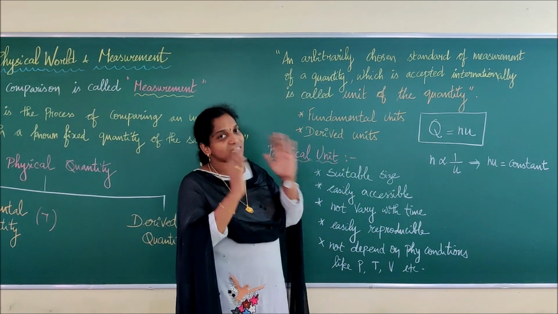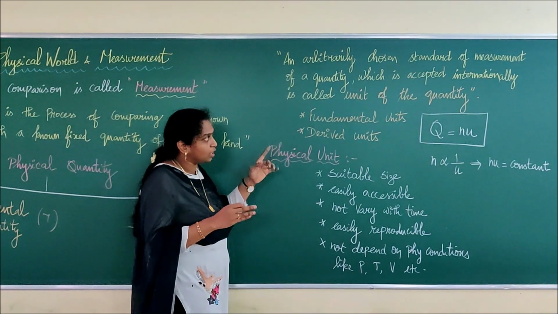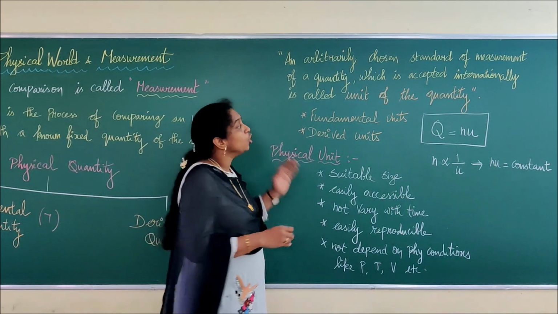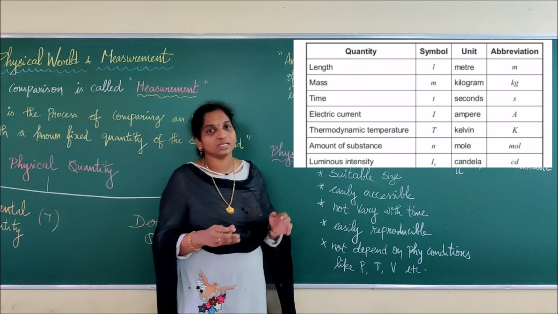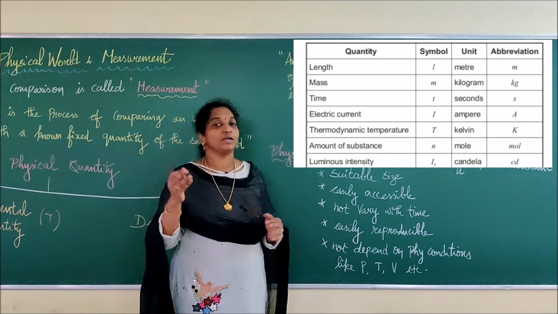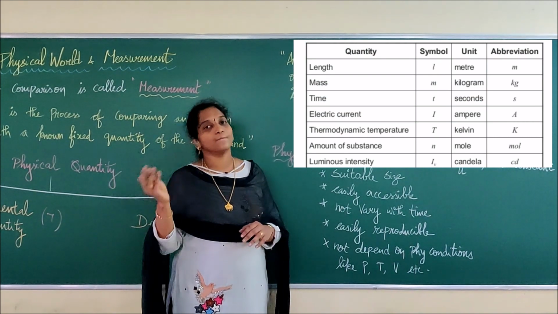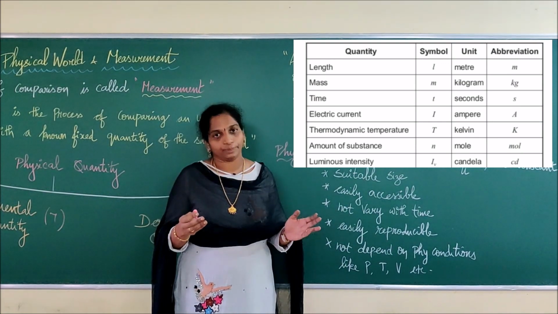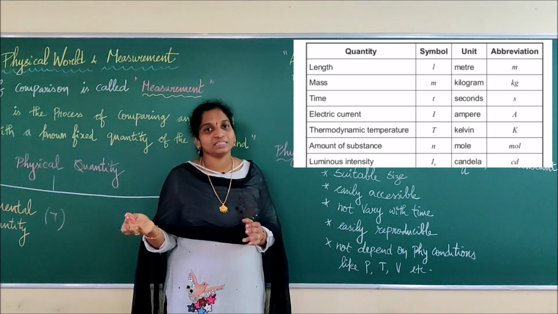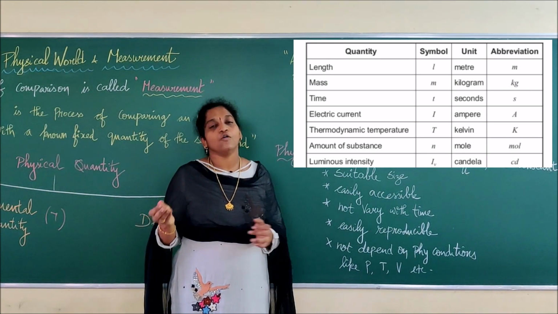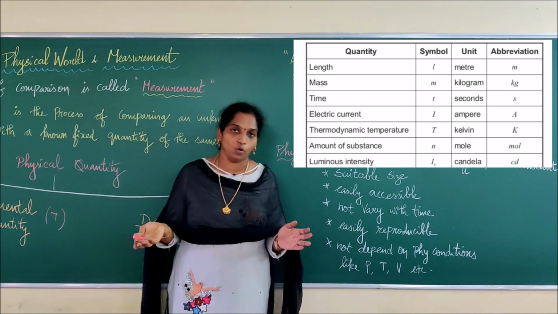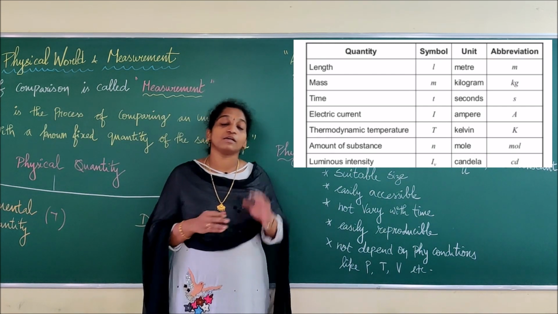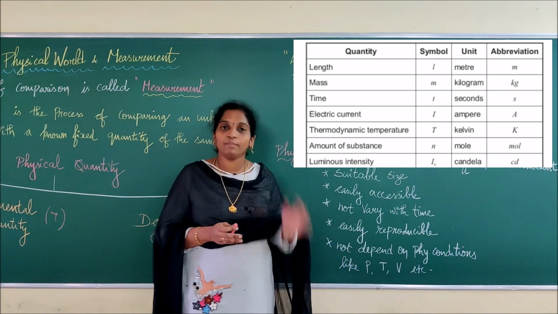We give a standard measurement of a quantity which is accepted internationally. We call that a unit of a quantity. For length, it is meter. For time, it is second. For mass, it is kilogram. For electric current, it is ampere. For luminous intensity, it is candela, Cd. For amount of substance, it is mole. So like this, the 7 fundamental quantities have their fundamental units.